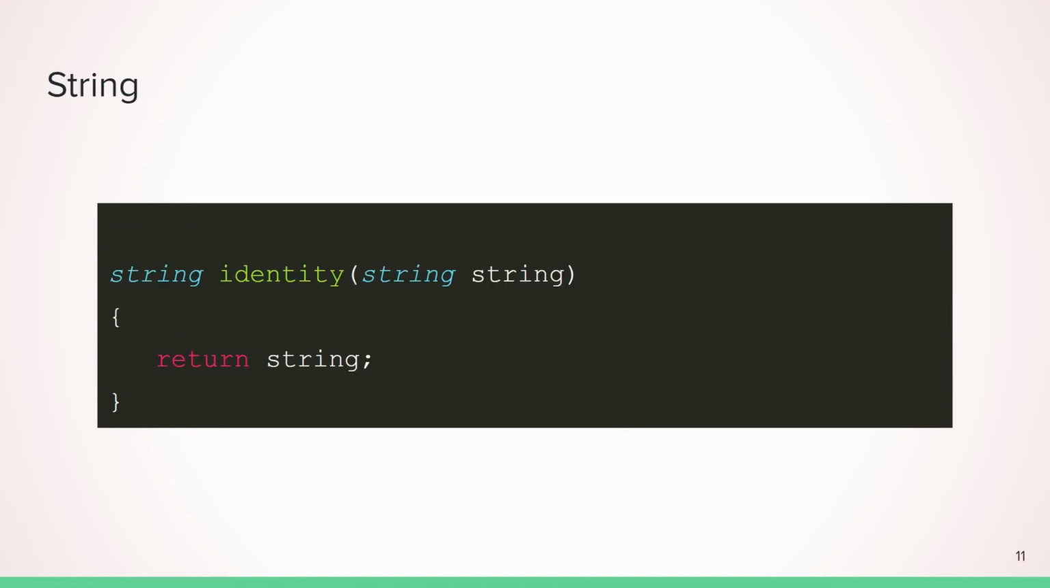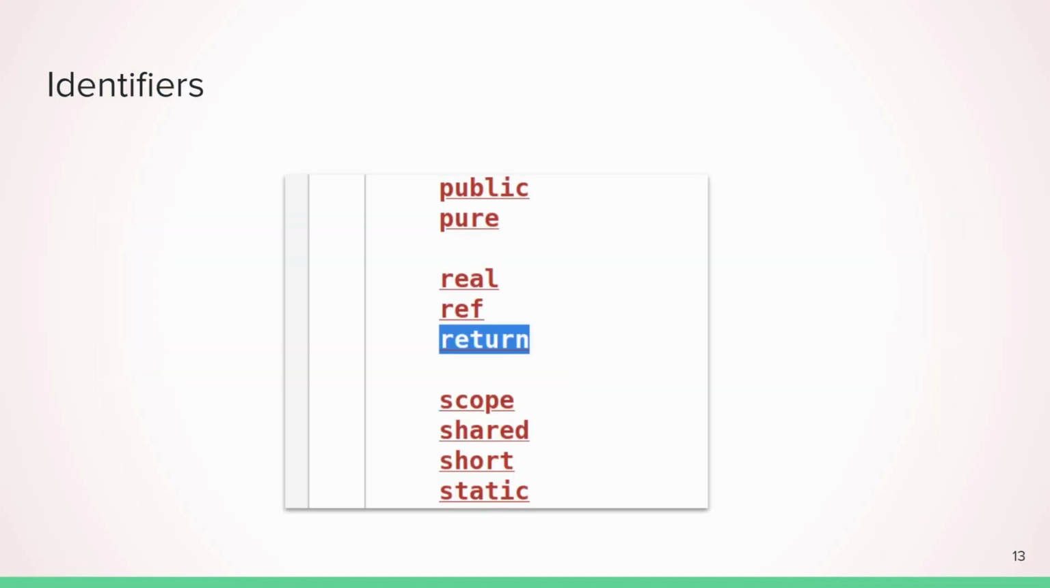Let's go back to our identity function. Did you know you can call a parameter string? That's because string is not actually a built-in keyword in D, but an alias that's automatically imported in all your code. And so after you declare the variable, string will from now on shadow that type and refer to the variable instead. Return is a keyword, so you cannot do that same trick.